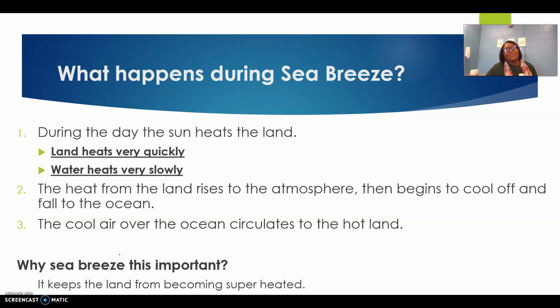So, what happens during sea breeze? Well, during the day, the sun heats up that land. Remember, land heats up very quickly and water heats very slowly. So the heat from land rises, that low pressure system, into the atmosphere. The higher that heat goes into the atmosphere, the cooler that heat becomes, and it turns into cold air that falls as a high pressure system over our ocean water.